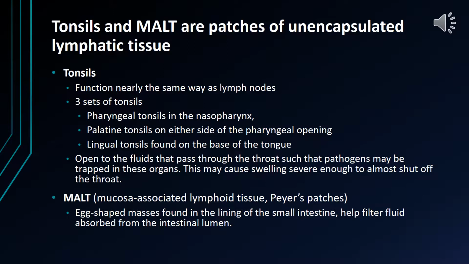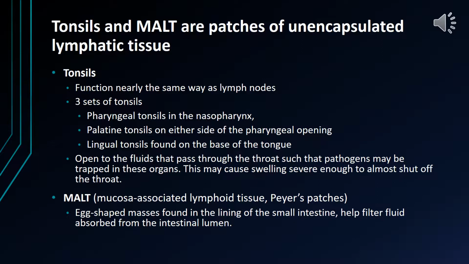Tonsils, MALT, and Peyer's patches are unencapsulated lymphatic tissue. The tonsils function nearly the same way as the lymph nodes. Like I said, the only major difference is that they're unencapsulated. And we actually have 3 sets of tonsils. There's the pharyngeal tonsils in the nasopharynx. There's the palatine tonsils on either side of the pharyngeal opening. And there's the lingual tonsils found on the base of the tongue.